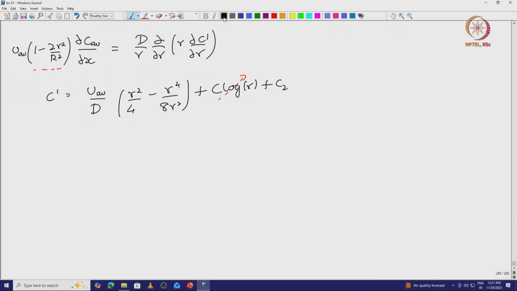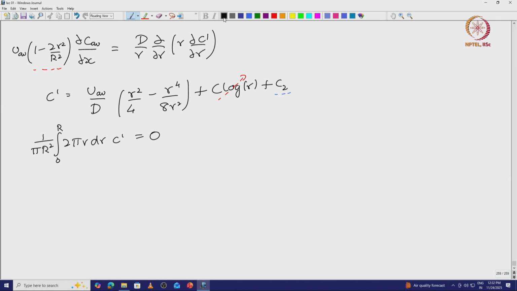And you can evaluate C2 from the condition that integral 0 to R, 2 pi R dr times C prime, has to be equal to 0. This condition, that the average of the concentration fluctuation has to be equal to 0, can be used to evaluate this constant C2.